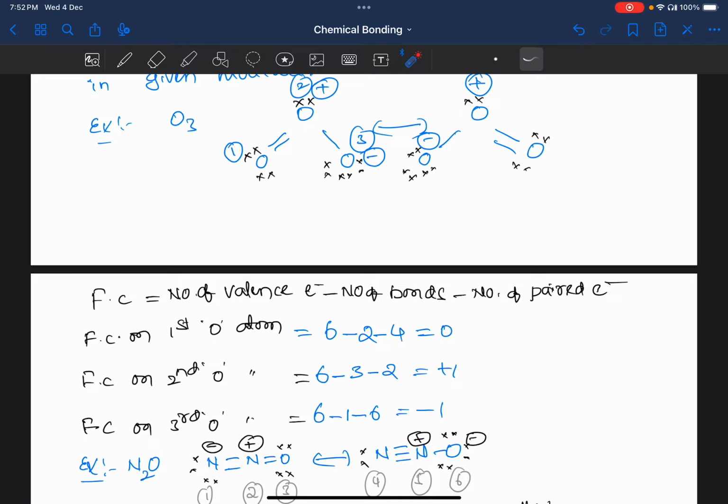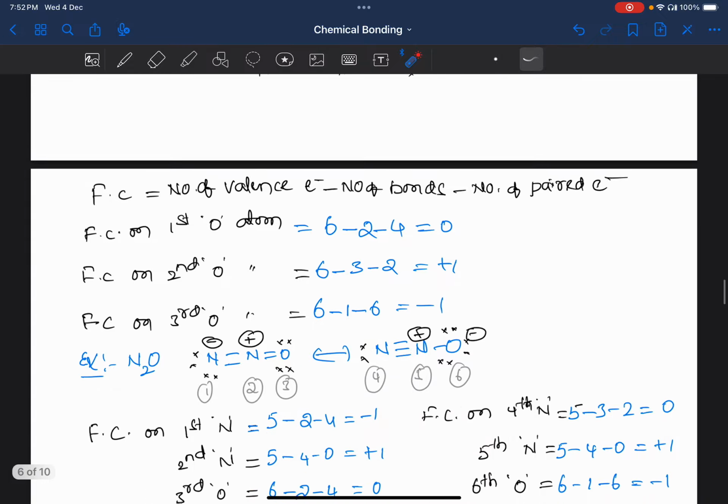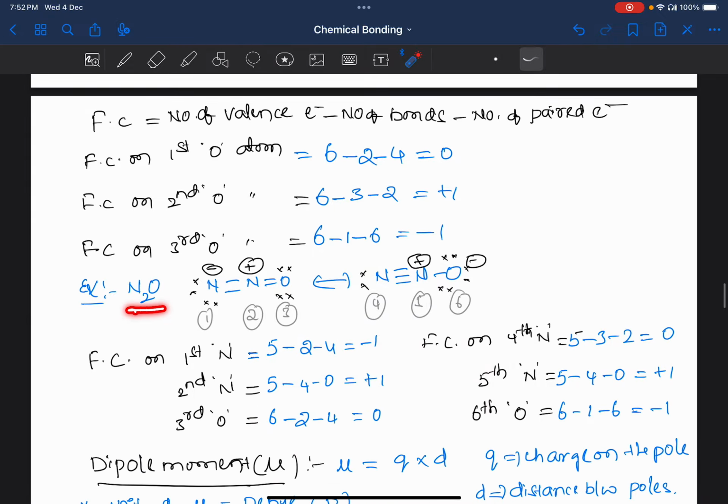Here I indicated those charges. On the first oxygen atom, no charge is given, which indicates neutral. The second oxygen atom has plus 1 charge. The third oxygen atom has minus 1 charge. In the same way here also. And next, another example, that of nitrous oxide.